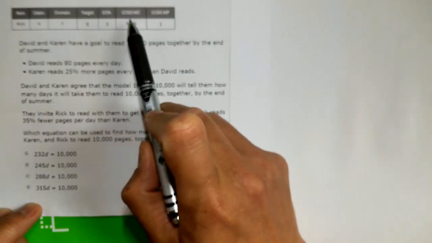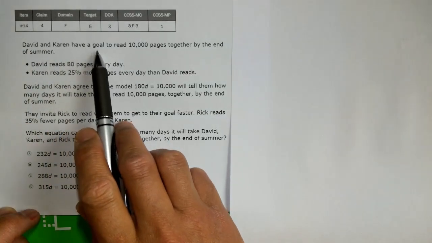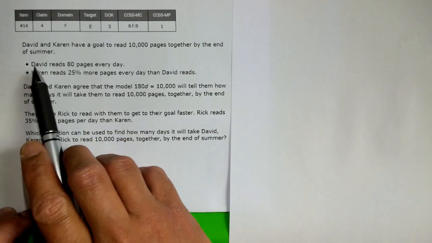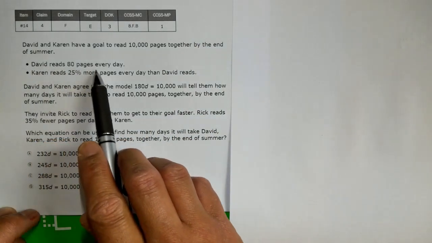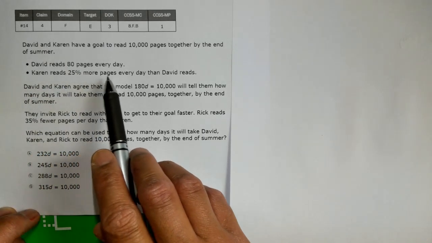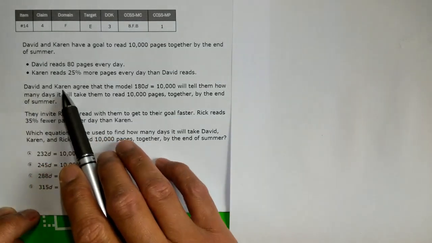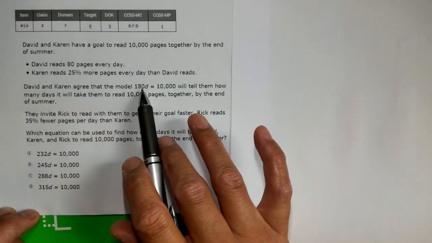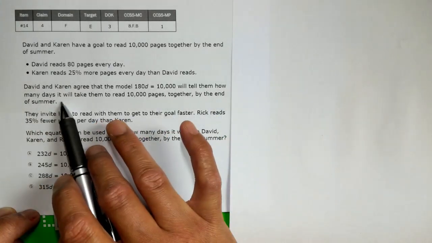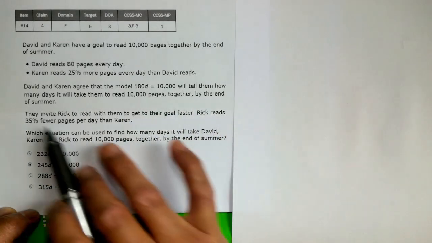Math Standard 8.F.B. David and Karen have a goal to read 10,000 pages together by the end of summer. David reads 80 pages every day. Karen reads 25% more pages every day than David reads. David and Karen agree that the model 180D equals 10,000 will tell them how many days it will take them to read 10,000 pages together by the end of summer.